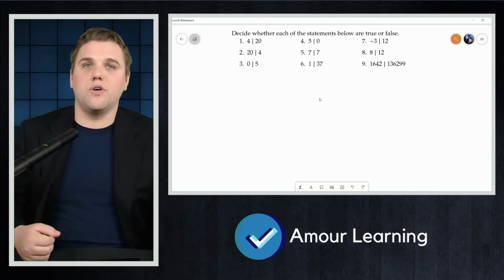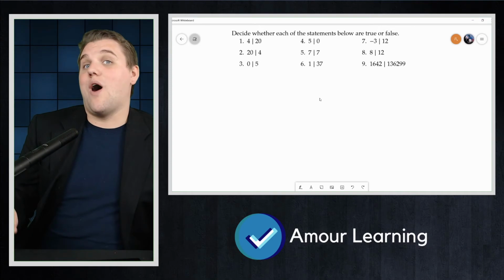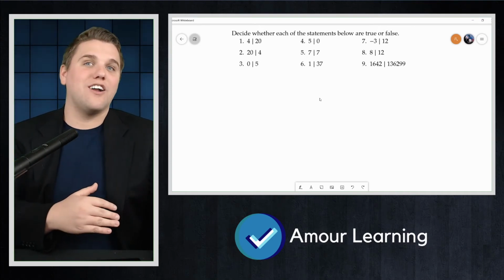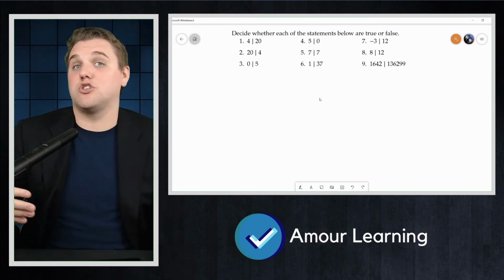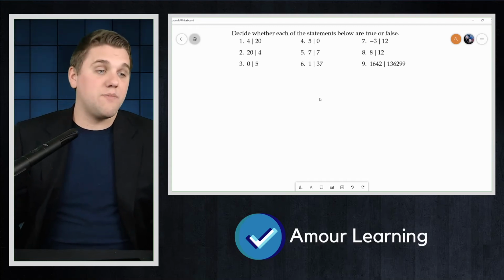Now let's look at number 2. This is false. While 20 is a multiple of 4, it is false that 4 is a multiple of 20. Number 3.